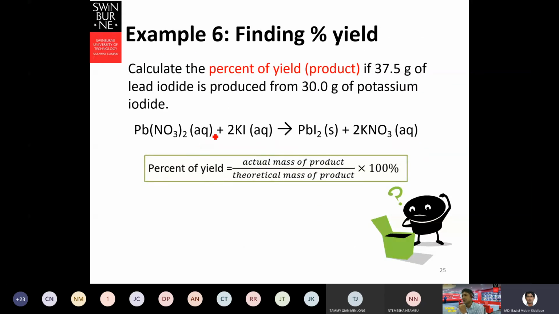Finding the percent yield. So what is the percent yield? It is how many percent of the product will be produced. That is the percent yield.